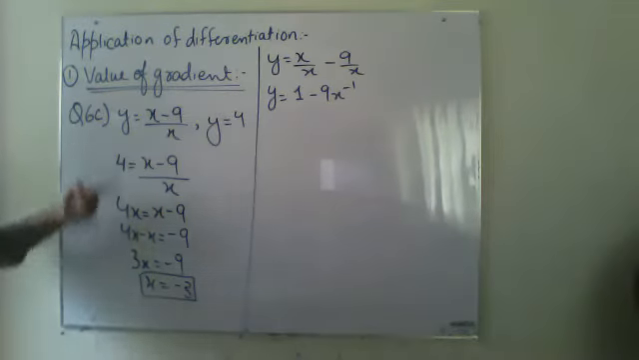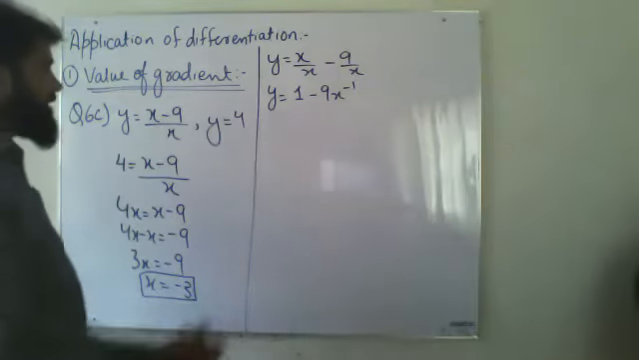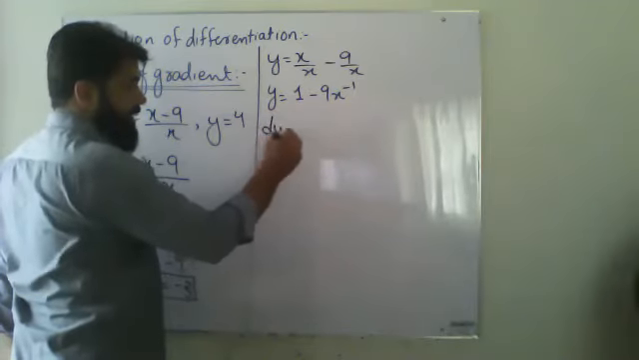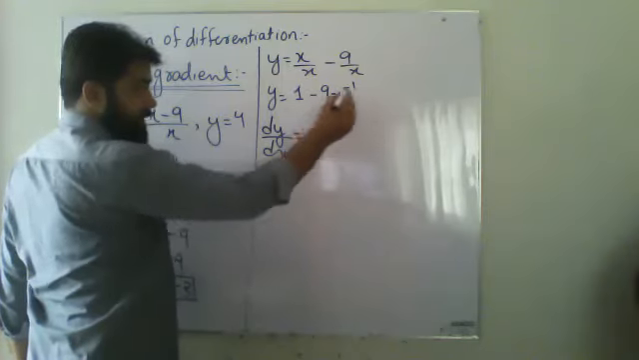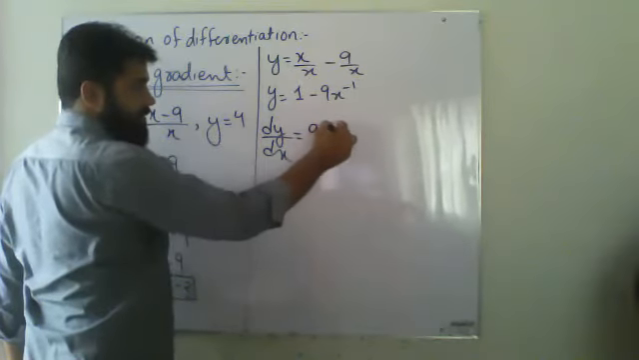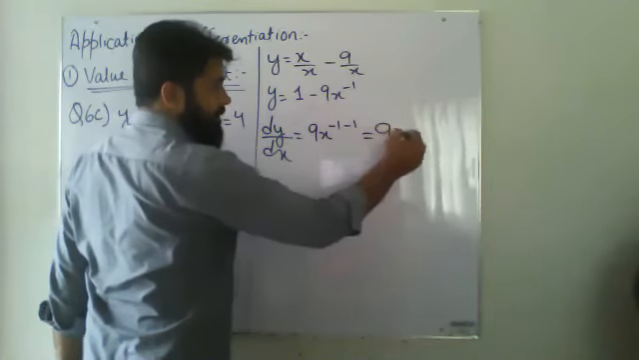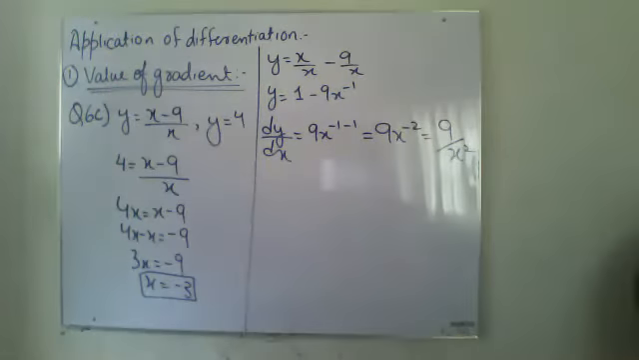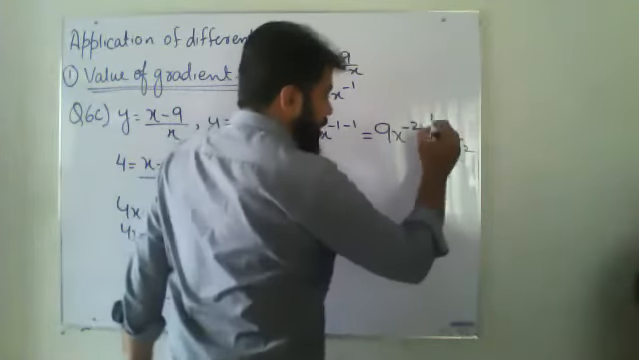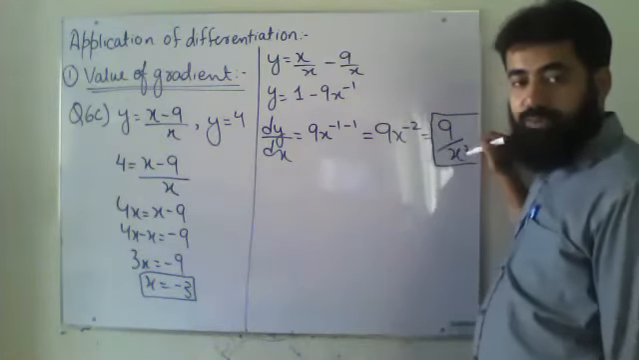This is the simplified form of this equation. The earlier part was finding the value of x, and this is the simplification of my equation. After this, dy over dx. Now I am starting differentiation. Differentiation of a constant will be 0. Differentiating this, minus 1 multiplied by minus 9 will become plus 9. The power is reduced by 1. Then I will simplify it further, 9x to the power minus 2, which is 9 over x squared. This is my equation of gradient.